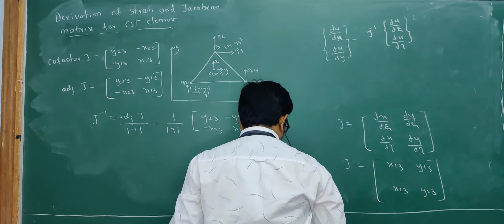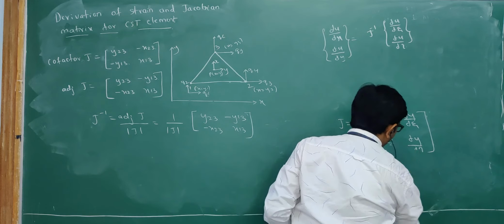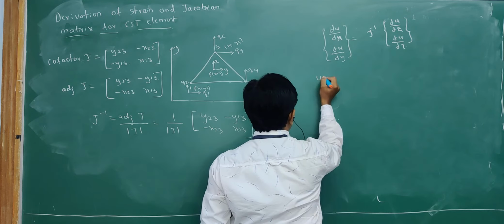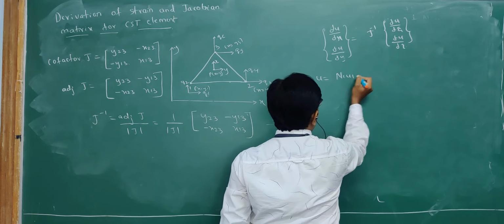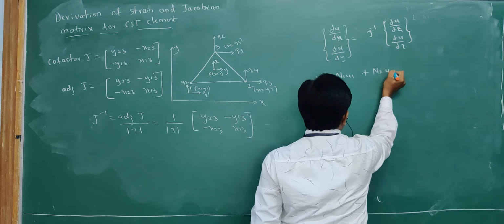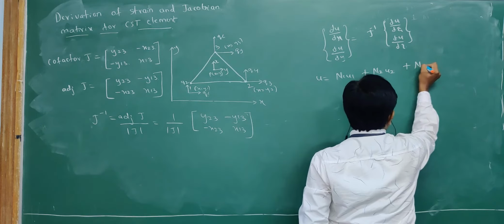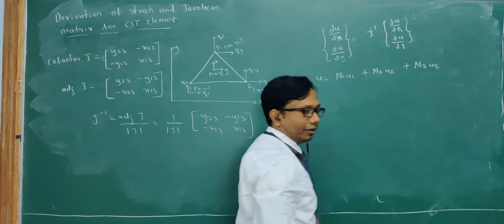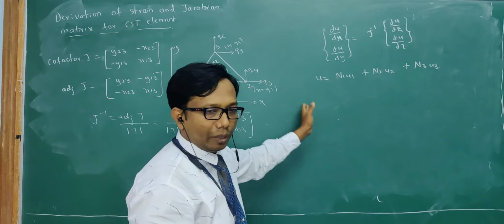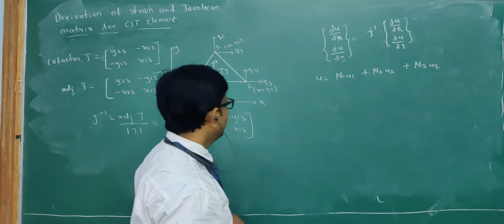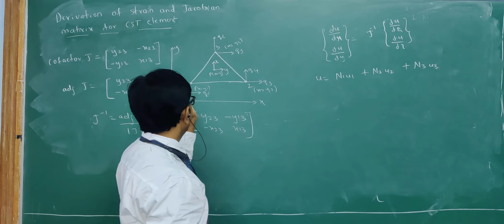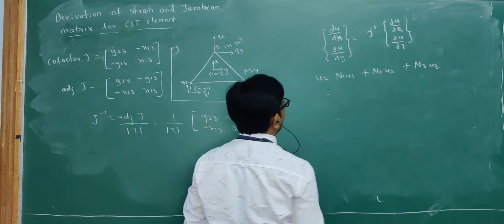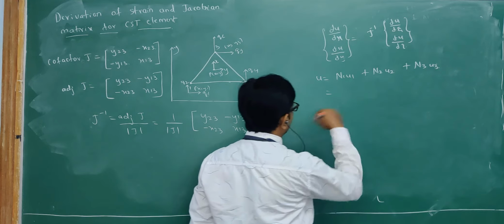So once again we take the initial equation, which is that u is equal to N1 u1 plus N2 u2 plus N3 u3. This is the equation we initially took between the field variable and the nodal displacements. You can take q1, q2 or u1, u2 here. You already know that you have simplified it.